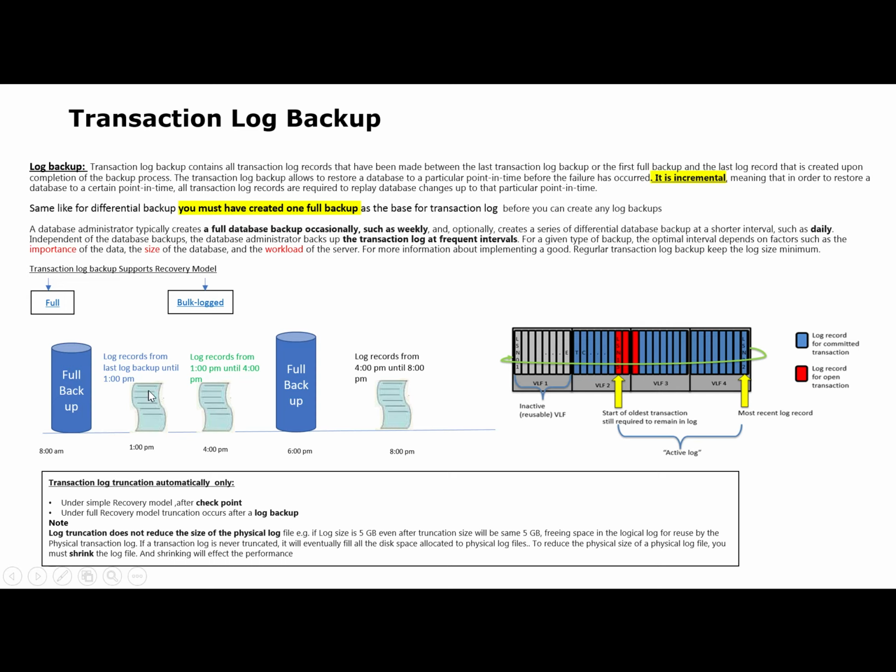Like this is the transaction log backup which we took at 1 p.m. So to start the log backup we must have a full backup because full backup will act as a base for the transaction log backups. Like now we took the full backup at 8 a.m. and after that we took the log backup at 1 p.m. So this log backup has the log records from the first full backup, which is 8 a.m., until 1 p.m. and the next log backup which we took at 4 p.m.